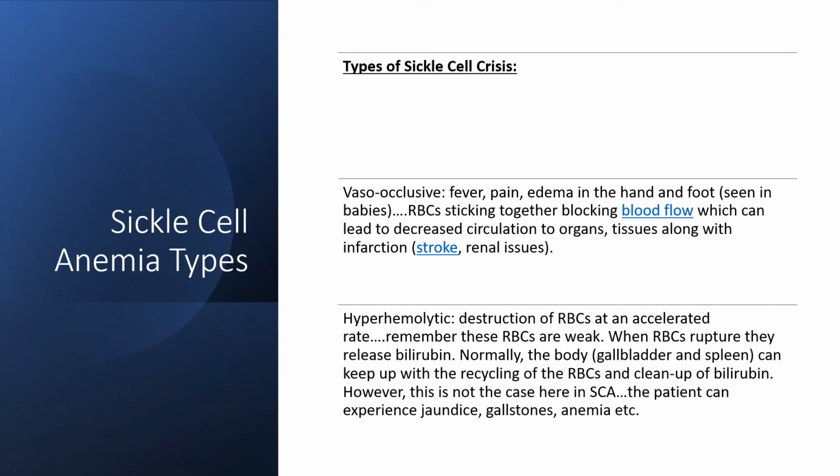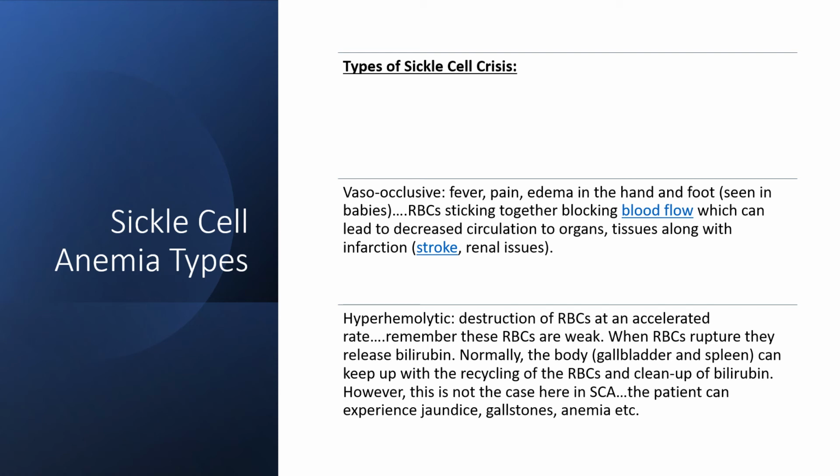Hyperhemolytic is the other type. Destruction of red blood cells at an accelerated rate. So you have the normal person having it at 120 days. It's already decreased down to 20, and it's being destroyed rapidly. Red blood cells carry oxygen. Oxygen causes you to think, move around. So the person's going to have brain fog. They're going to be fatigued. They're not going to have good growth spurts.